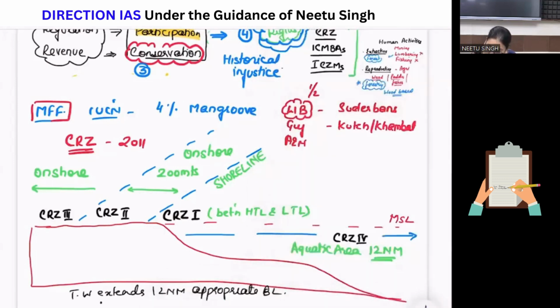So what I have done is: aquatic zone, fishing allowed. CRZ1 and 2, salt extraction allowed. CRZ1, no construction permitted. And CRZ3, every type of land use, whether rural or urban, all permitted.